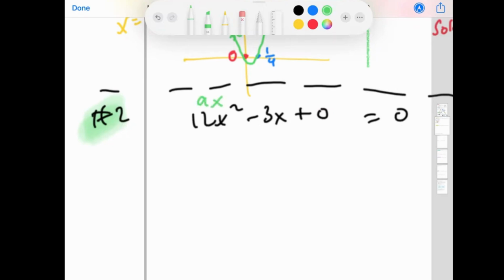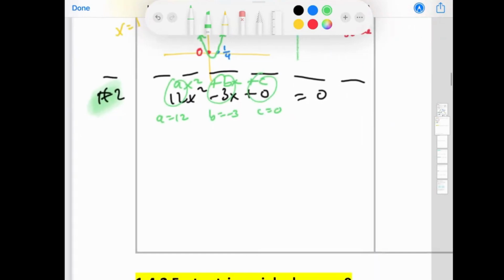And if you do standard form, you'll have a is 12, b is -3, and c is 0. And then what I can do with that is just use my Xbox method of factoring. And I'm trying to show you guys two methods, and you just pick one that makes sense to you and then keep doing that, okay?